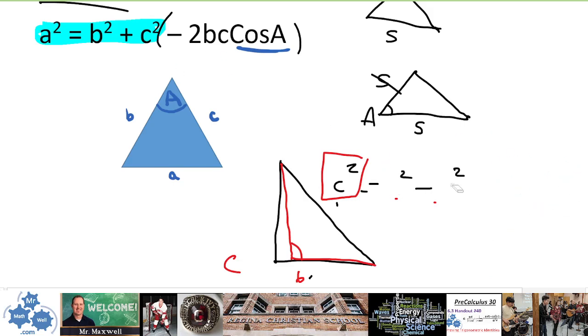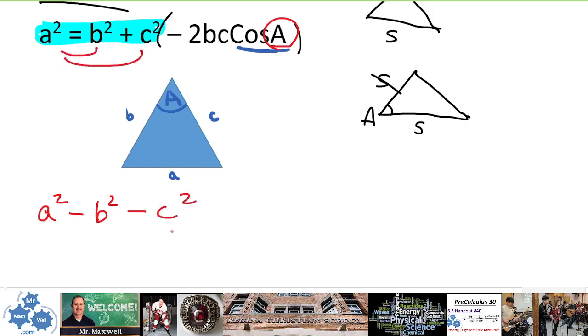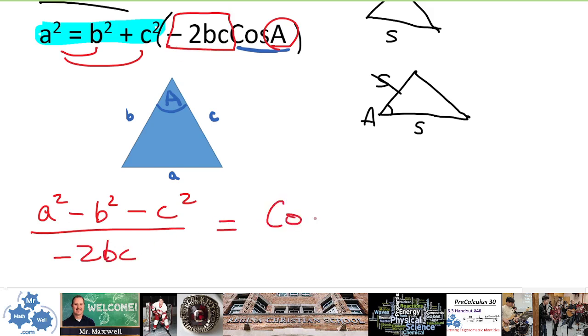Now, if you need to solve for the angle, you can still do that as well. Let's say we want to solve for A. We've got B, C, and A, a side, side, side, and we want to solve for A first. No problem. You're going to get everything over to one side except for A. See how I'm going to move B squared over here, I'm going to move C squared over here. They're both going to become negative. And then I'm going to divide by negative 2BC. That's going to leave us with cos A.